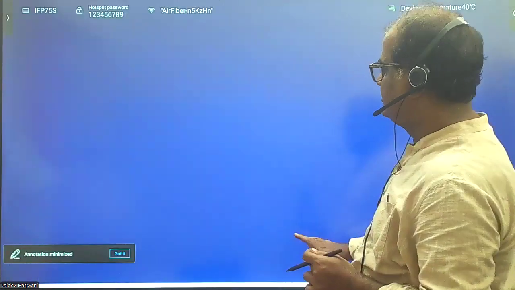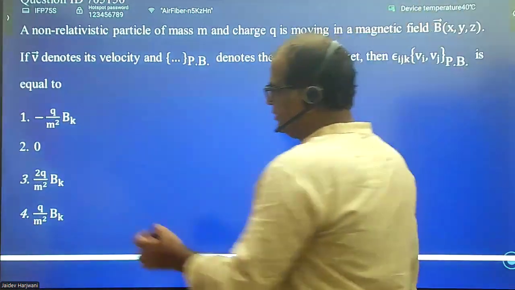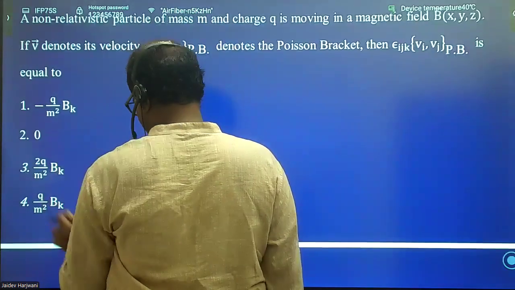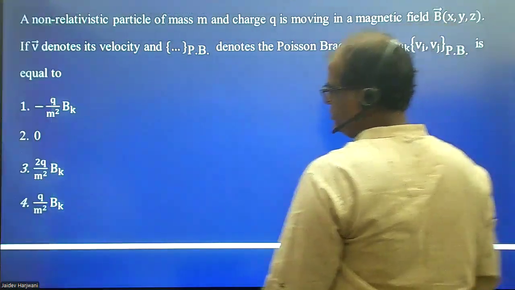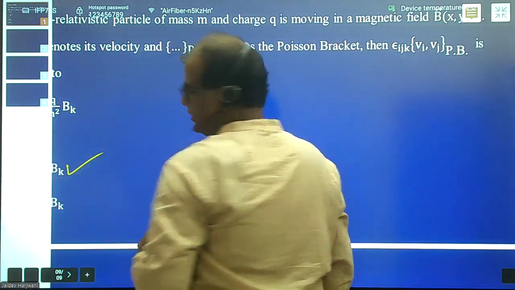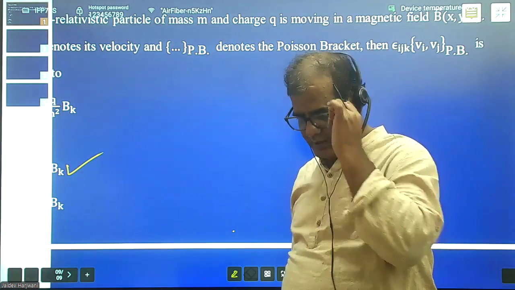Okay, so see the options. The option says 2q Bk upon m square. This is the correct answer for this question. Okay, hope you like the solution. Okay, thank you very much.